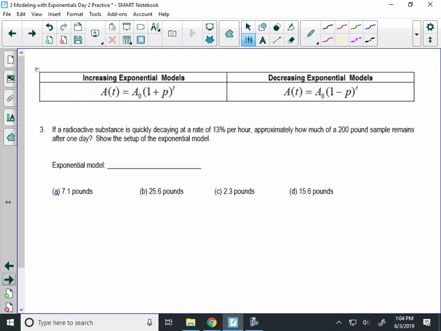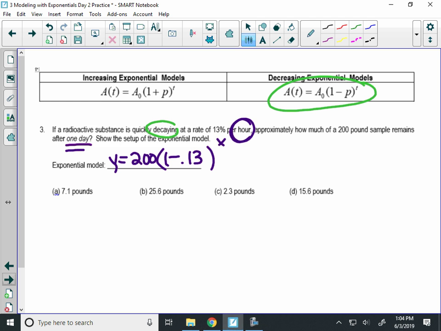Look at number 3. A radioactive substance is decaying. That means you're decreasing. We're going to be going down by 13% every hour. How much of a 200-pound sample is left after 1 day? So here's our model. We start with 200 pounds of something. It's going down by 13%, which means I'm going to take 1 minus the 13%. Now my exponent, I could put x, but I want to know how much is there after 1 day. We're measuring in hours, which means there are 24 hours in a day. So 1 day later would have an exponent of 24.